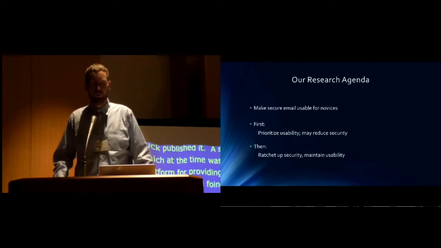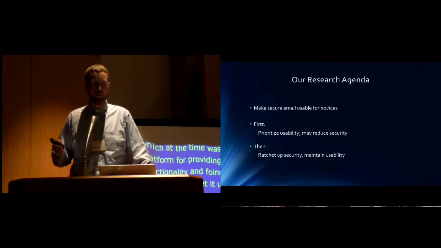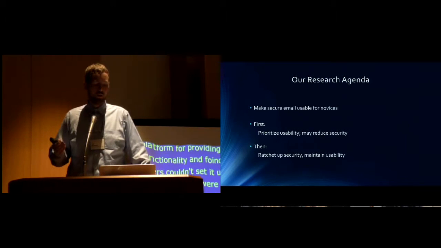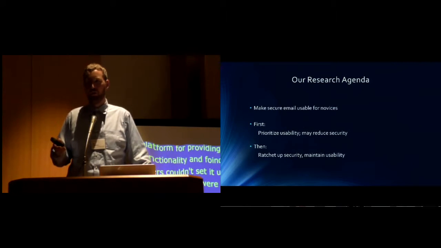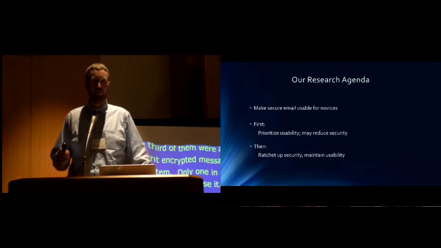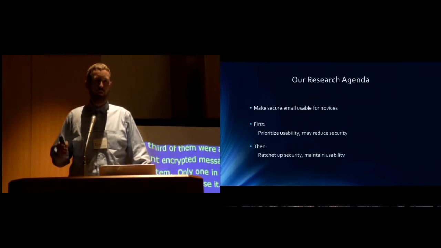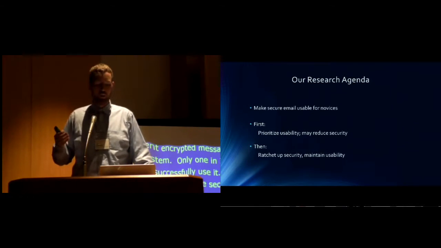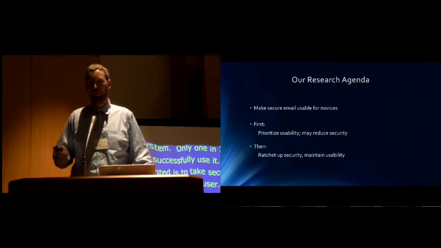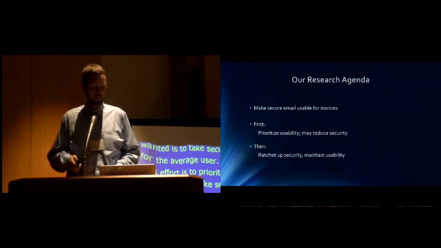So in our lab, what we want to do is really make secure email usable for the average user. The first stage of this effort is to really prioritize usability, possibly at the expense of security. We know how to make secure systems, but usability has been a problem, so we want to really nail usability. Then, once we've done that, we can ratchet up security and use the lessons we learned to maintain usability at an acceptable level. The end result will hopefully be a really secure, really usable system for novice users.